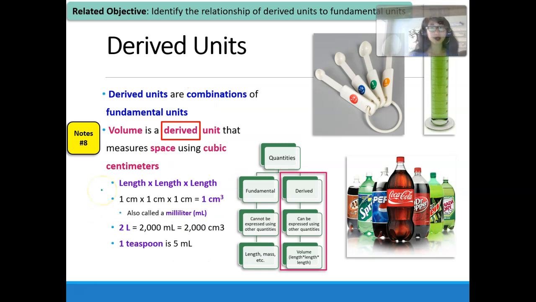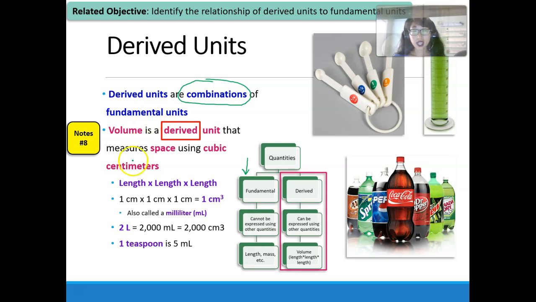All right, so the next thing that we need to talk about is derived units. So we're going to take a look at the relationship of derived units to fundamental units. So we've been talking about the 4 fundamental units: length, mass, distance, and time. And again, those are the most basic units. We can't express them using any other units. Derived units, on the other hand, are actually combinations of fundamental units. So you could express them using other types of units. So for example, volume is a derived unit. Okay, and volume measures the space of a liquid or an object using cubic centimeters.